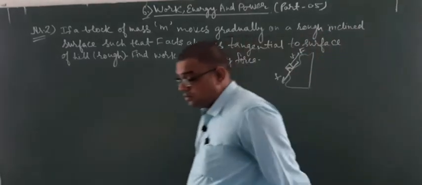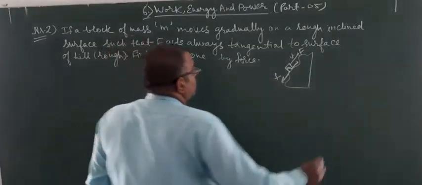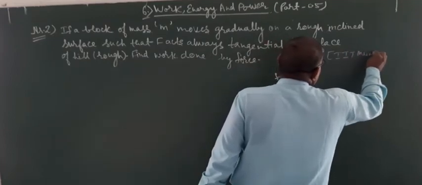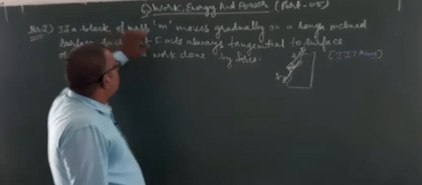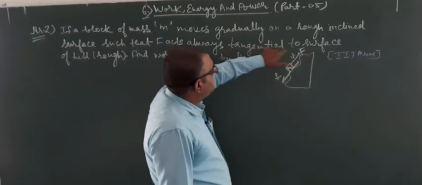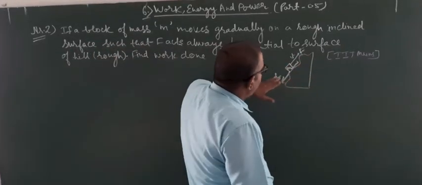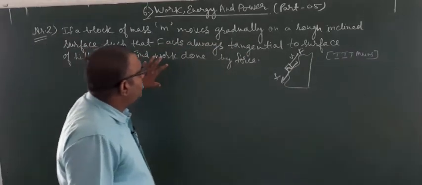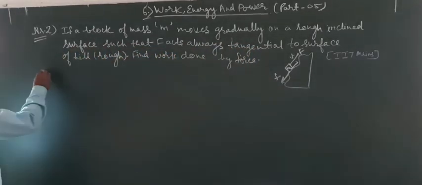Now dear students, look at this numerical. This numerical is from IIT Mains. In this numerical, it is asked that a block of mass m moves gradually on the rough inclined surface such that force F acts always tangential to the surface of the hill, which is rough. This is the surface of the hill, and this is the rough incline, and here the block is moving. So you have to calculate the work done by the applied force F.